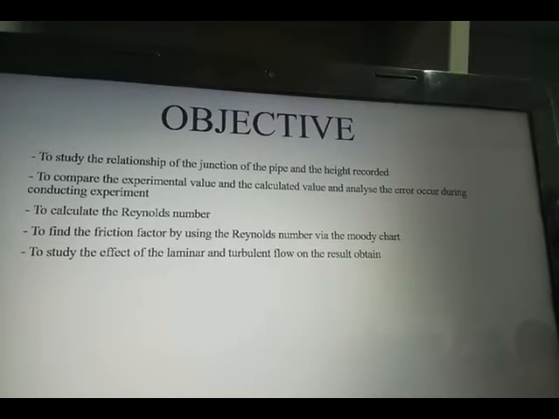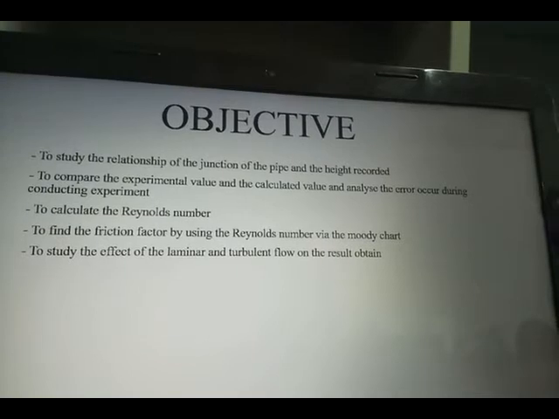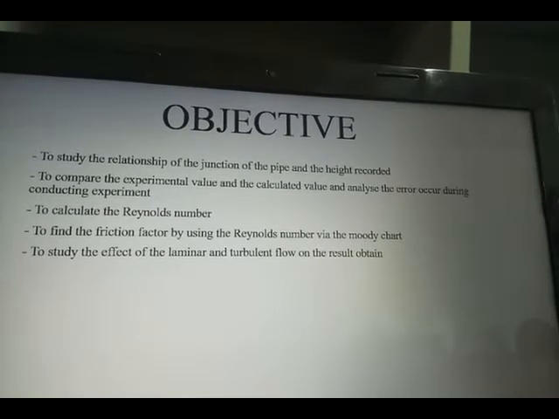The third one is to calculate the Reynolds number. Next is to find the friction factor by using the Reynolds number via the Moody chart. And the final one is to study the effect of the laminar and turbulent flow on the result obtained.